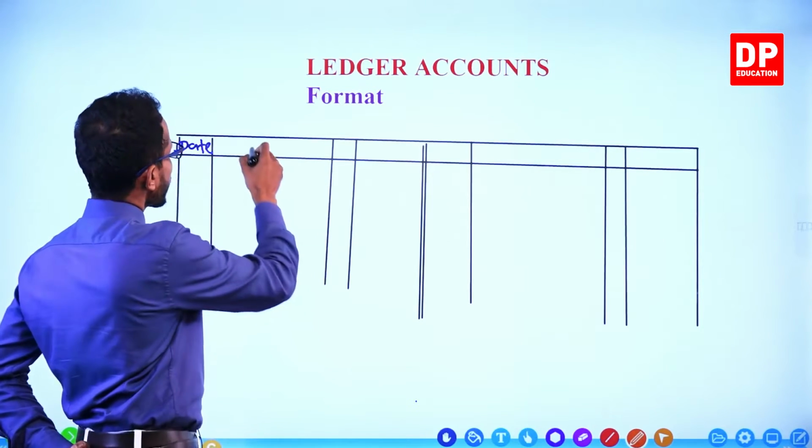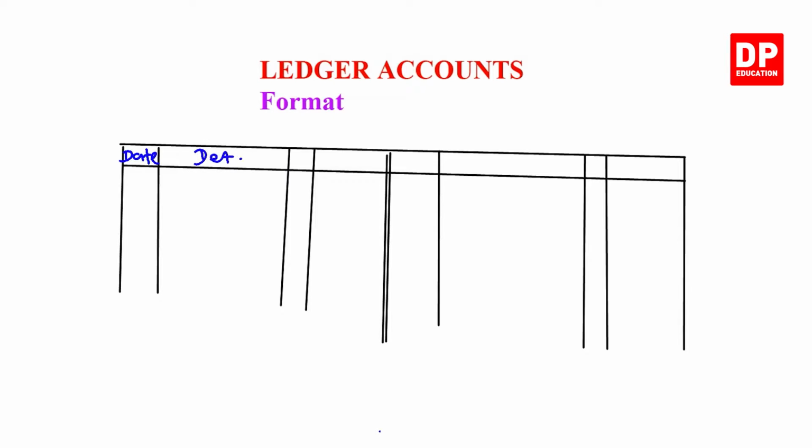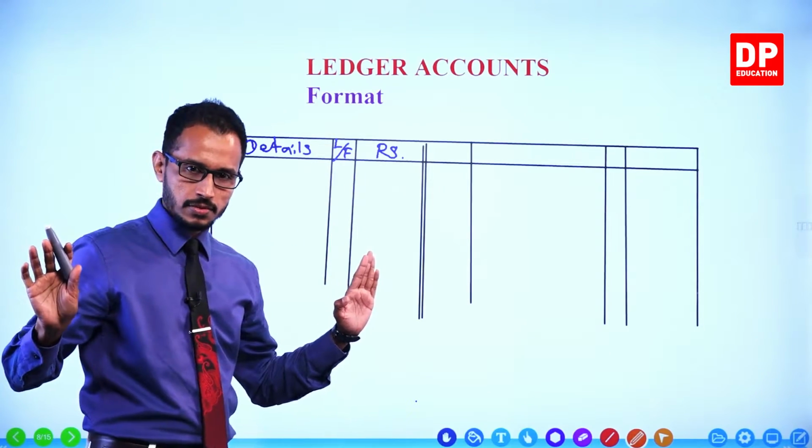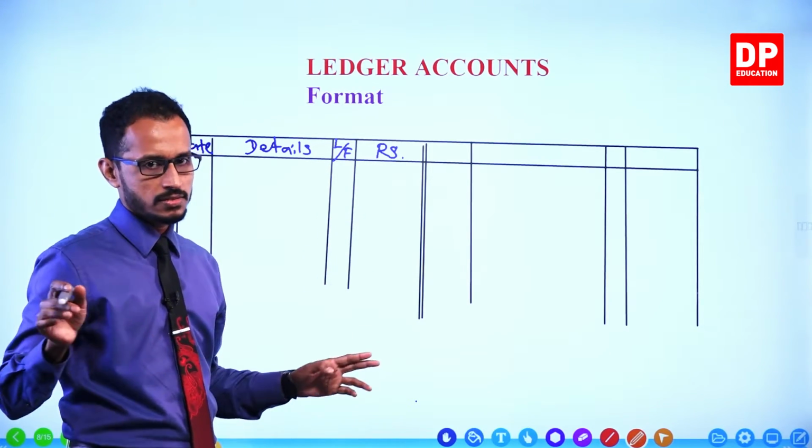Second column: details. You can say description. You can say details, it doesn't matter. Third column: ledger folio. Fourth column: value. You can just put the rupee sign. It doesn't matter. It's okay.